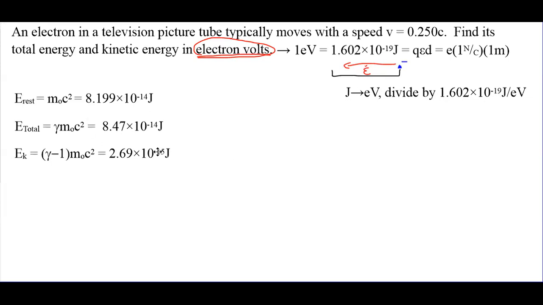And if I apply that to all 3 of these, your rest energy would be converted into 512,000 electron volts, otherwise known as 512 kilo electron volts. And in this case, your total energy would just be 529 kilo electron volts, and your kinetic energy would be 16.8 kilo electron volts of energy.